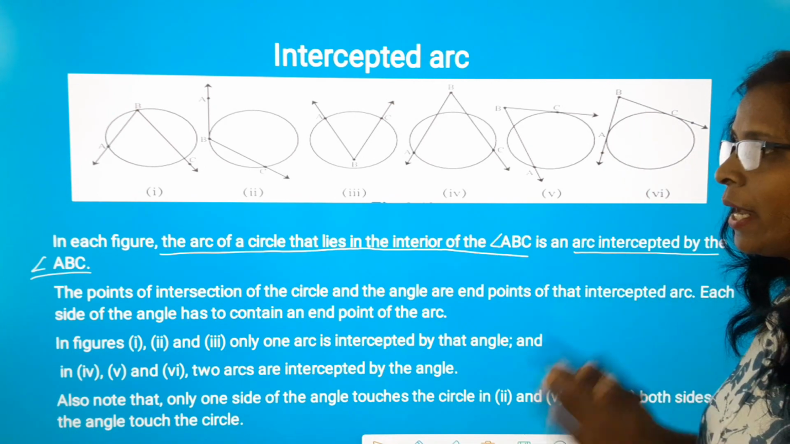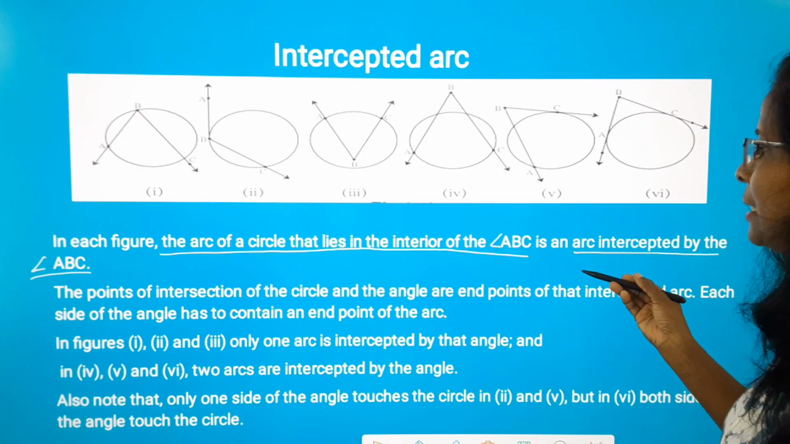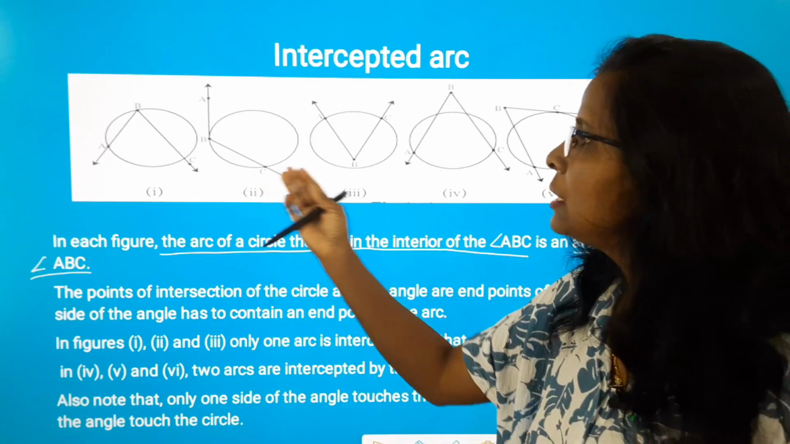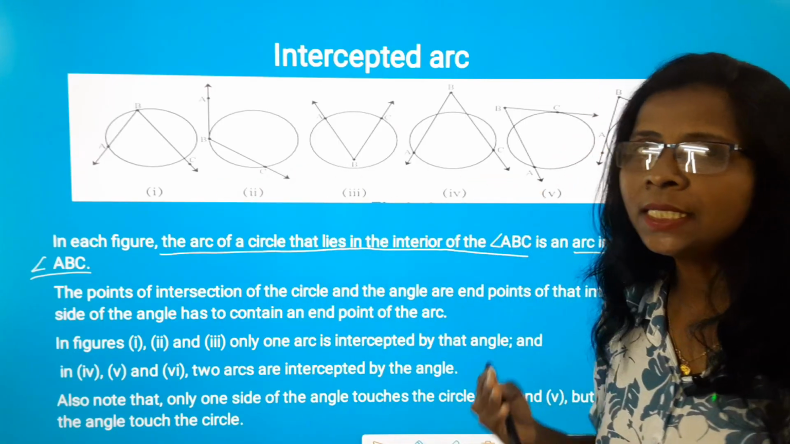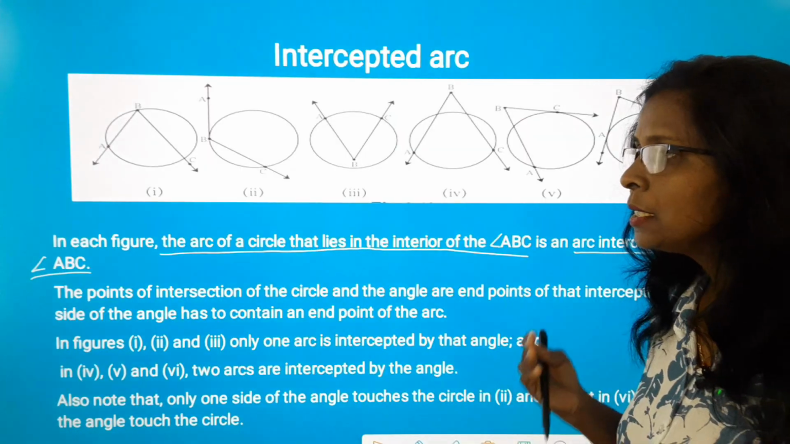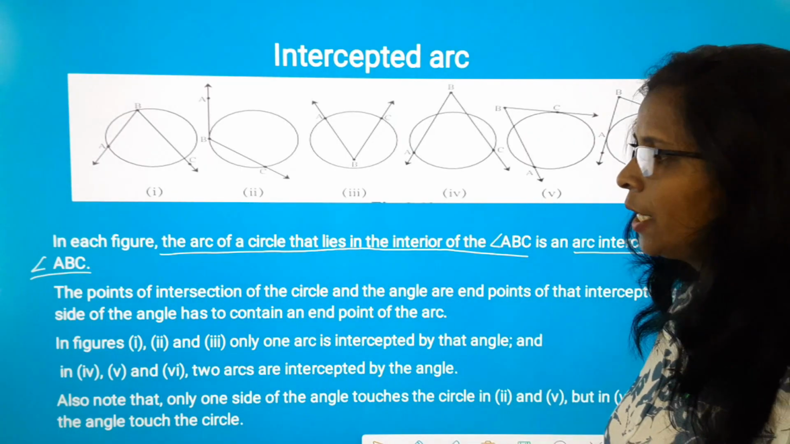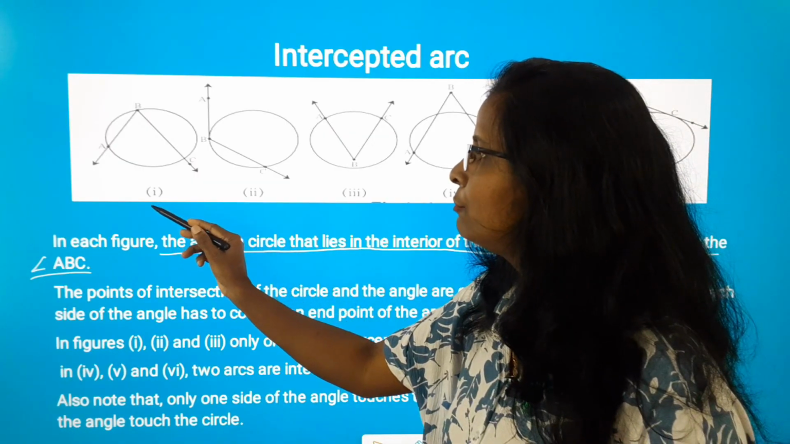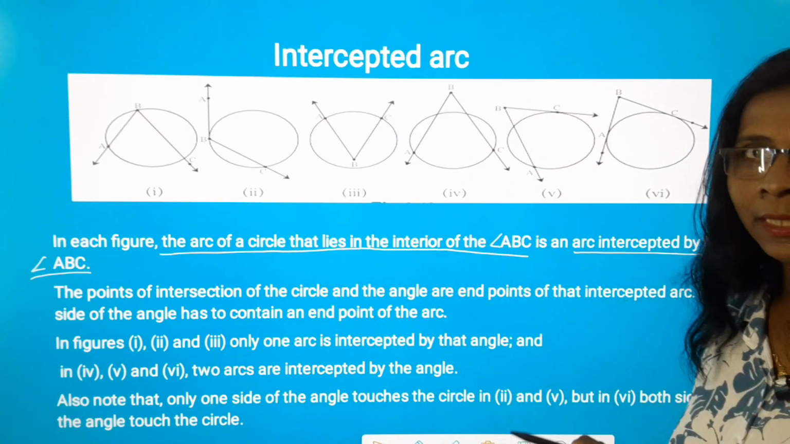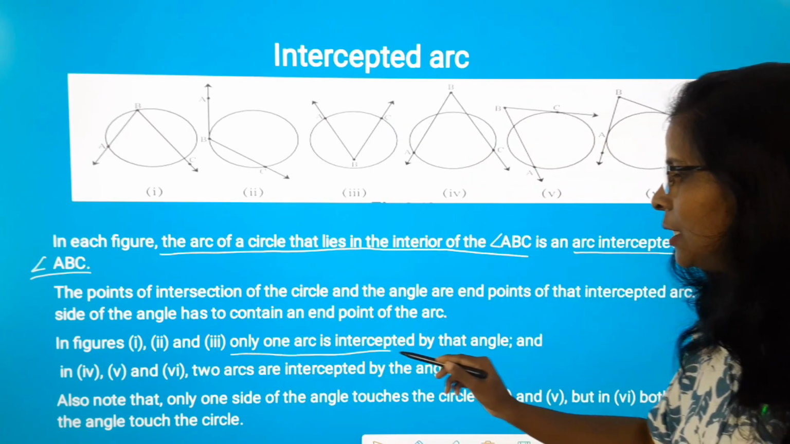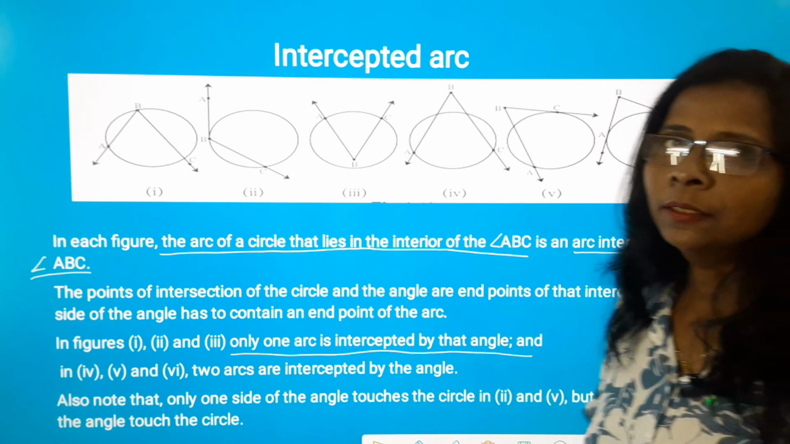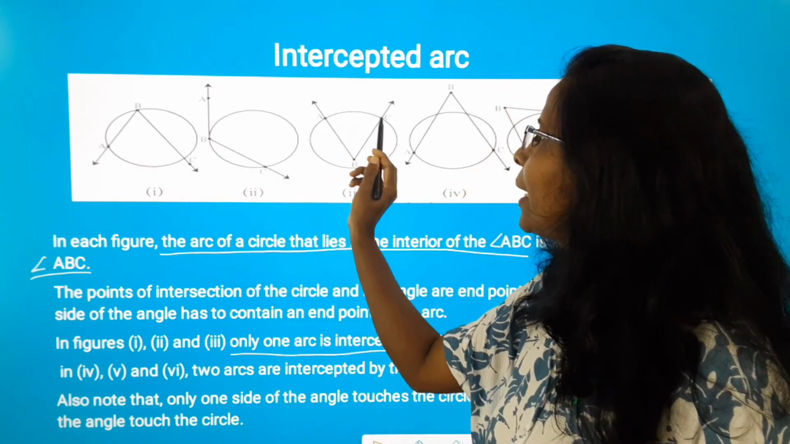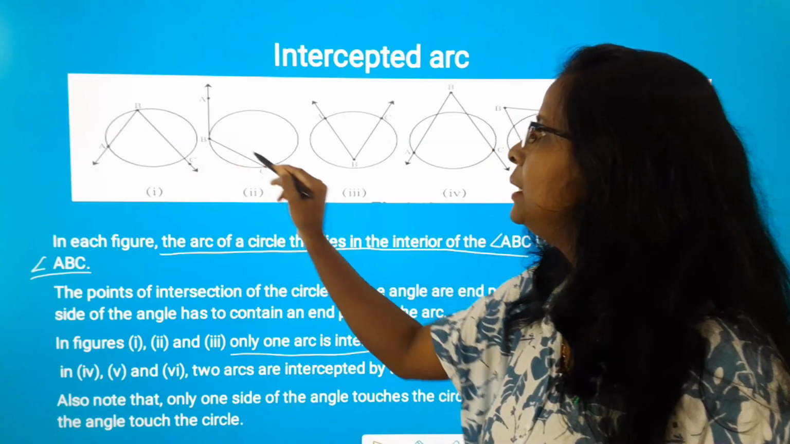So now we can say that these are the arcs intercepted by angle ABC. But if you observe carefully, from the first, second and third figures, we can say that only one arc is intercepted by the angle ABC.